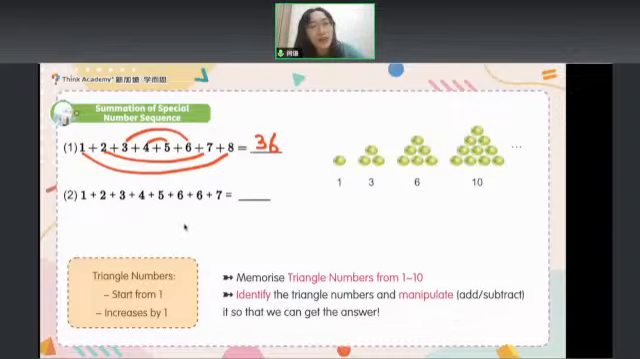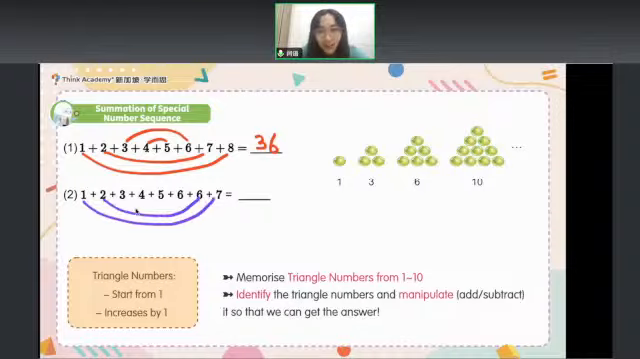1 plus 7, 2 plus 6, 3 plus 5, and then plus 4. Okay, 28. Easy? Okay, so here, let's check. Yes, 1 plus 7, you will see that this is an 8. And then 2 plus 6, another 8. 3 plus 5, another 8. And then 4 plus 6, that is a 10.